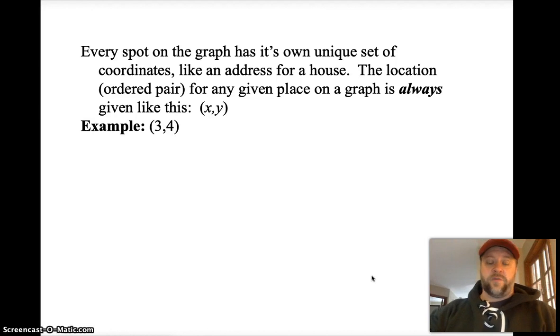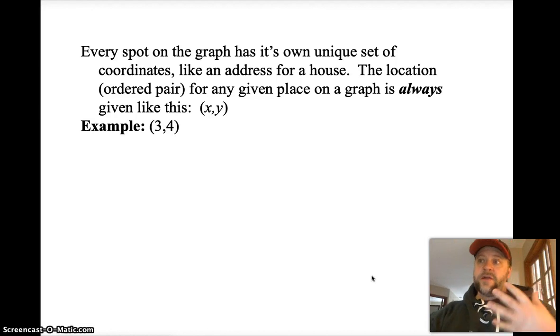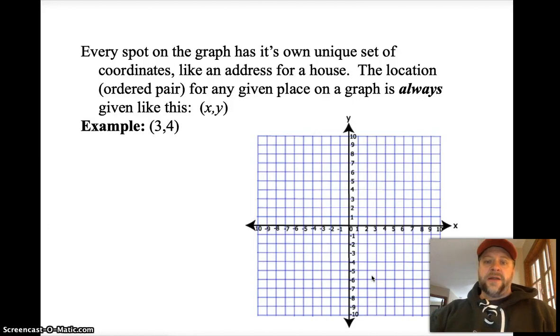For example, if we wanted to find the point 3, 4, that would mean x is 3 and y is 4. Then we can do that by going over 3, 1, 2, 3, and up 4, 1, 2, 3, 4. And the point would be right there. The point 3, 4 is right there. So over 3, up 4. X is side to side, y is up and down. Again, you covered this yesterday and did some activities on this.